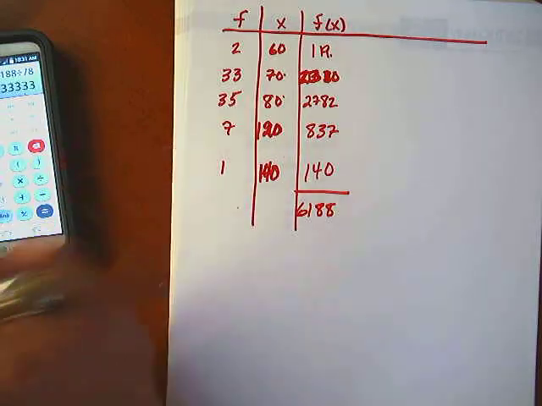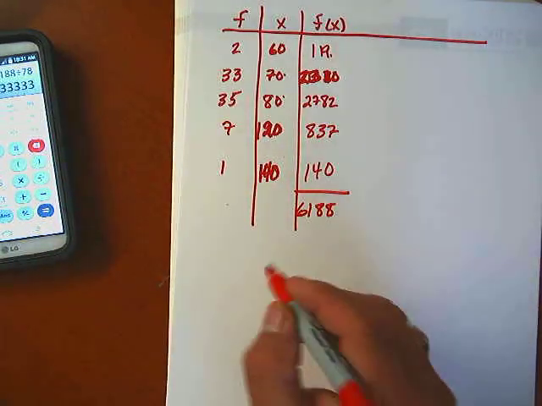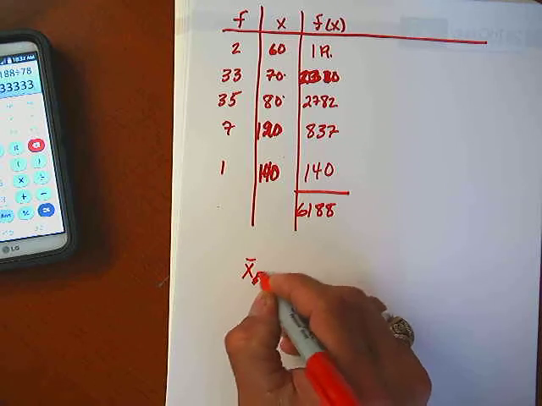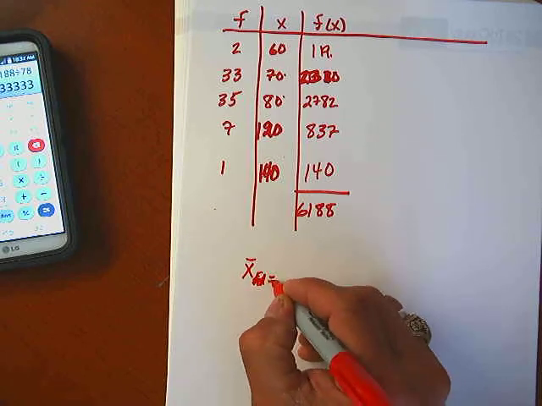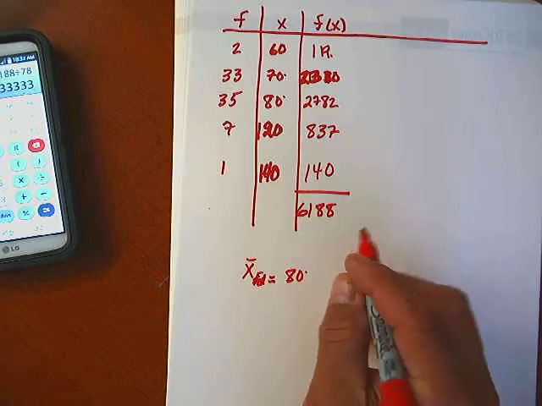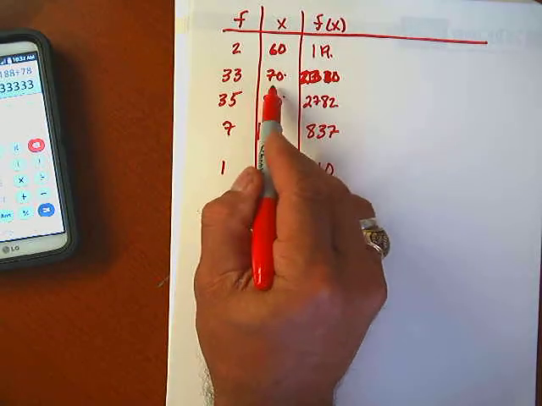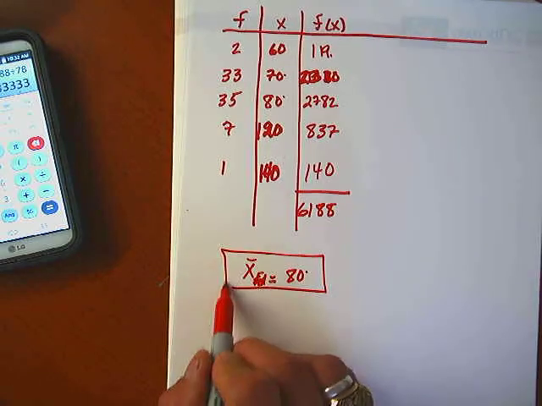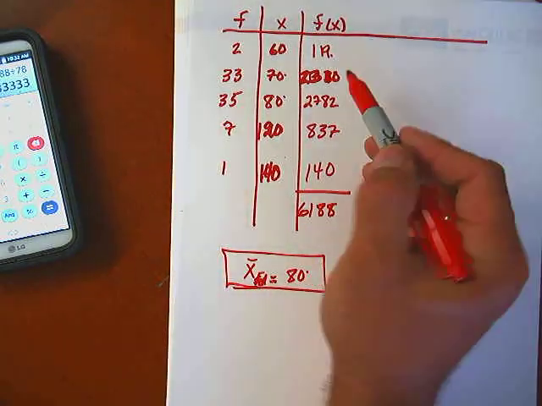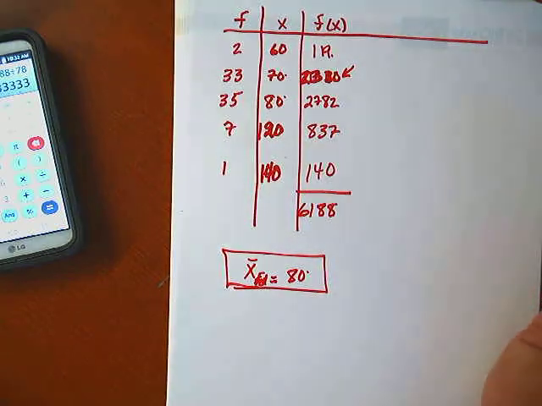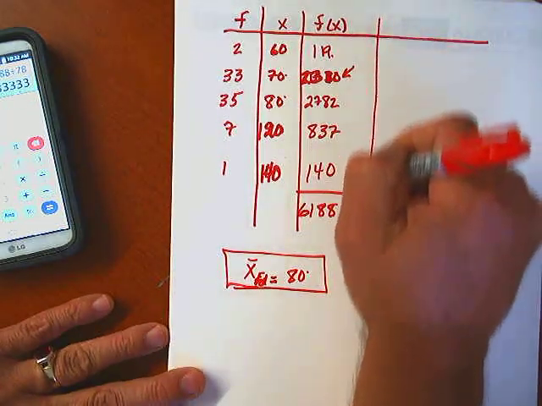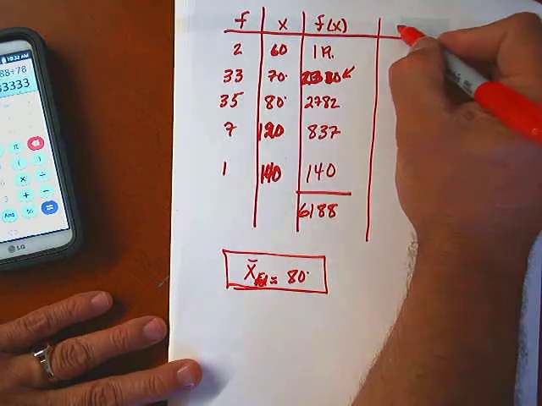2782, and then 7 times 119.5. That's 837, and 140. Let me add those up because I didn't think that number was right. I didn't think that 51 was right. 119 plus 2310 plus 2782 plus 837 plus 140, and that's going to be 6188.